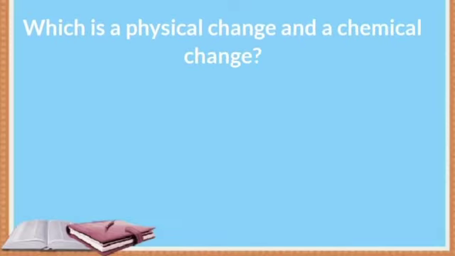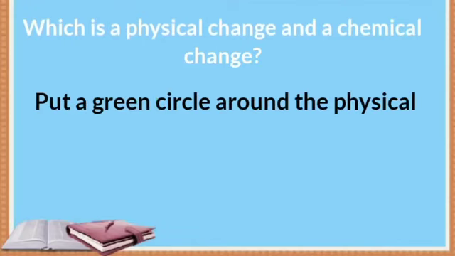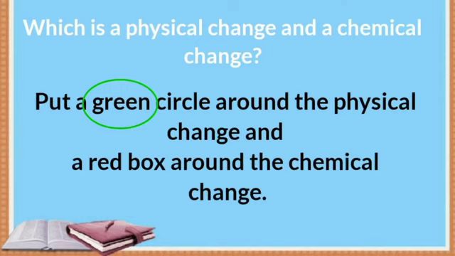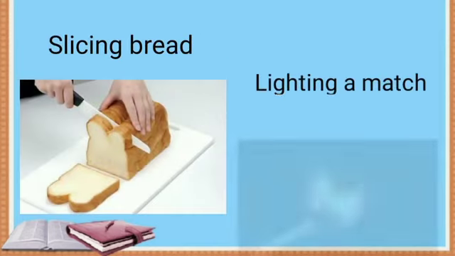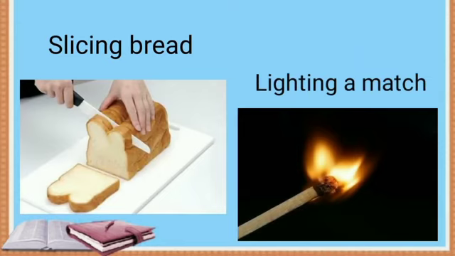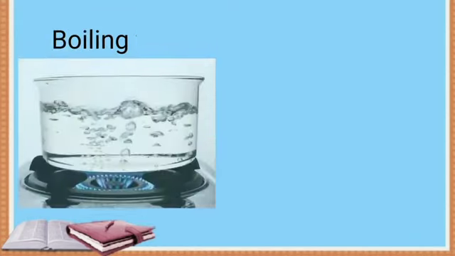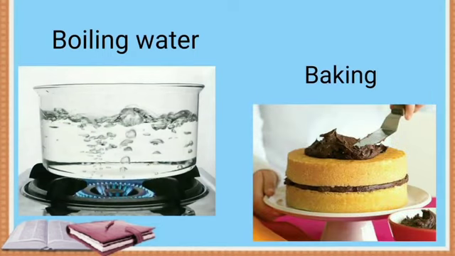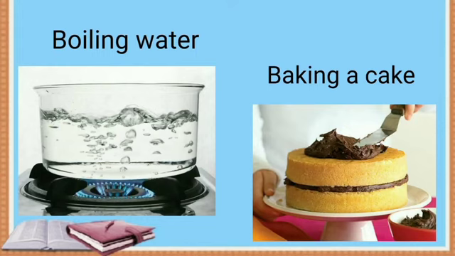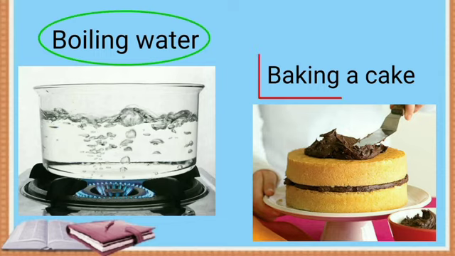Which is a physical change and a chemical change? Put a green circle around the physical change and a red box around the chemical change. Correct! Slicing bread is a physical change, while lighting a match is a chemical change. Very good! Boiling water is a physical change, while baking a cake is a chemical change.